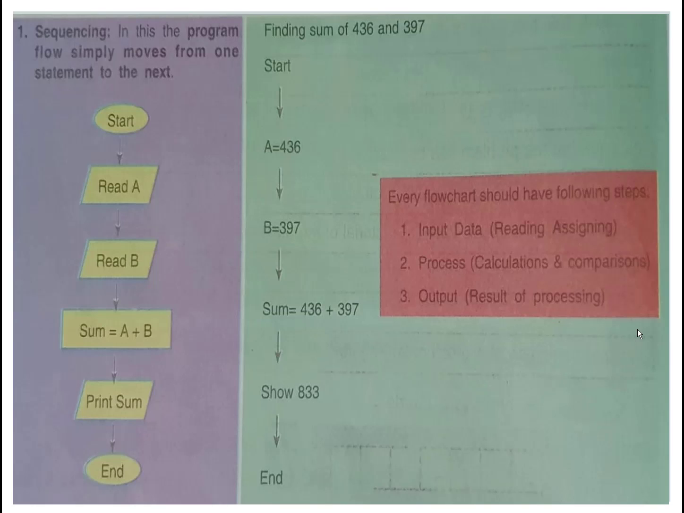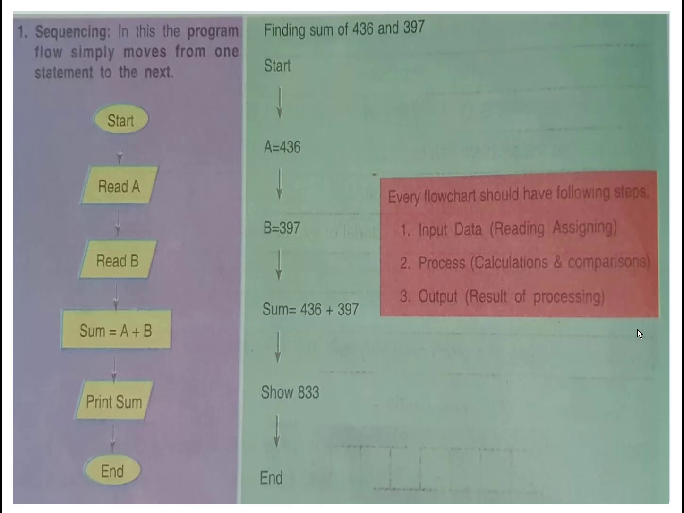Here is an example. Suppose we want to find the sum of two values. First is 436 and second value is 397. So let's start. First of all, start. Next, read A. Next, read B. Next, sum equal to A plus B. Next, print sum, and in the last, end.